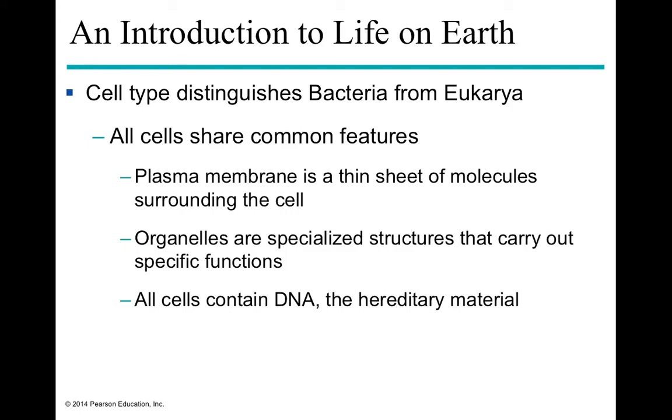Now, we have multiple features of the cell that are going to be in common, even with bacteria and eukaryotes. So bacteria, again, they're prokaryotes. Eukaryotes are going to be things like plants and animals. But they're all going to have a plasma membrane, which is a very thin sheet of molecules surrounding the cell. The plasma membrane gets its own lecture, so we'll spend a good bit of time talking about what it's comprised of and what gets embedded in it. And then we also have organelles, which are inside the cell, the specialized mini organs, basically, the organs of the cell, that are regions or structures that carry out specific functions.